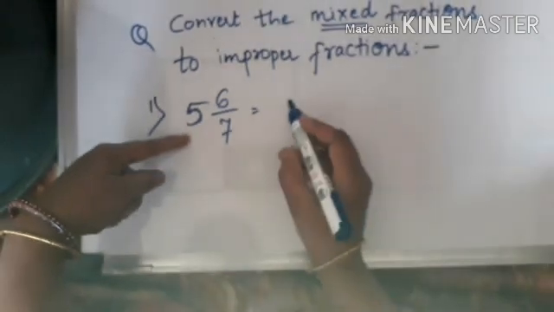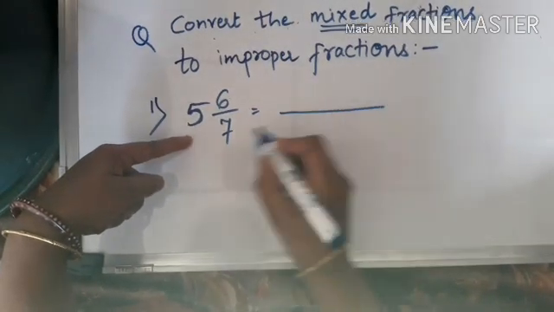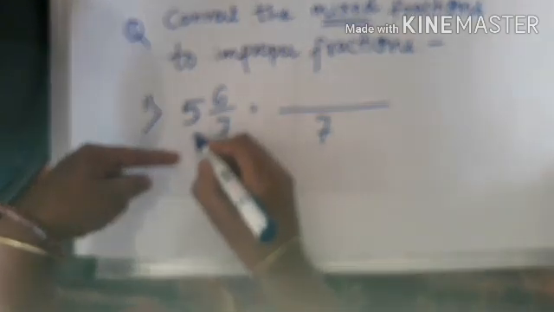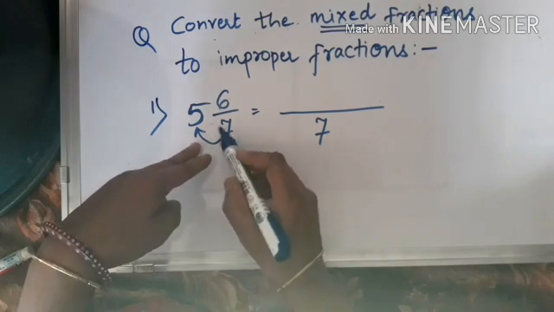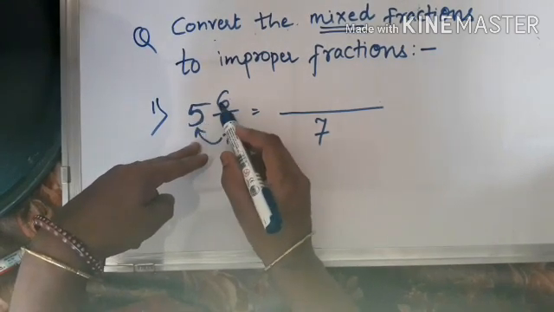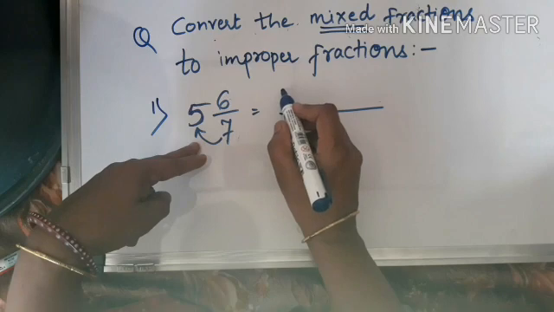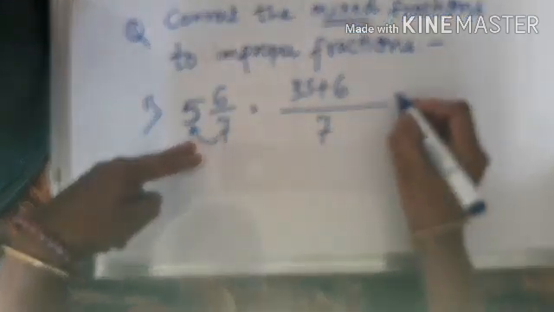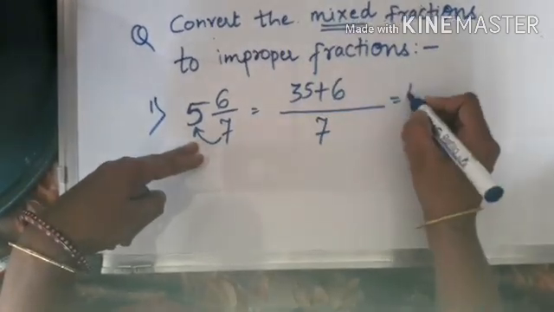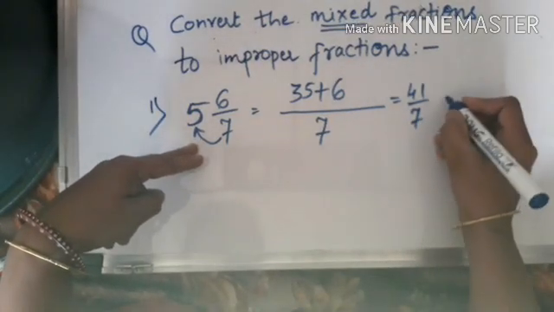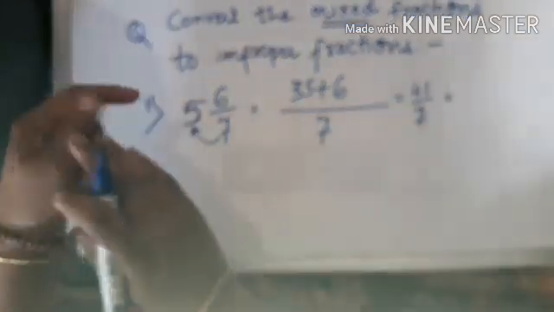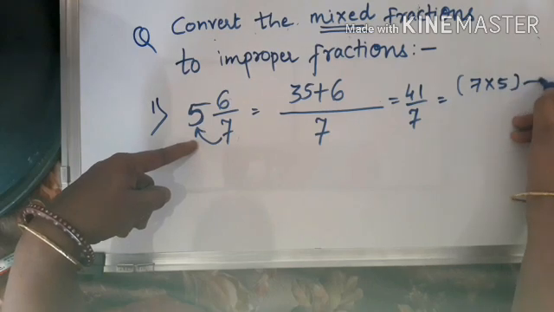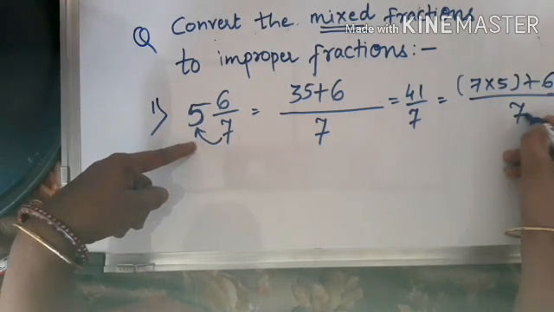Now first of all, orally, how to do it? 7 is in the denominator, write 7. Now these two numbers you need to multiply. So 7 fives are 35 and then 6 is added to that. That is 35 plus 6, which is 41 upon 7. Or otherwise you can always write it as 7 into 5 plus 6 upon 7.